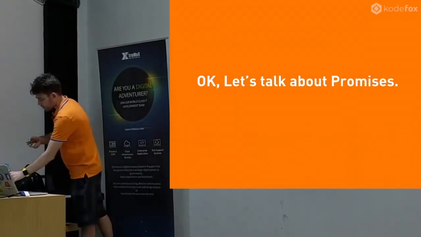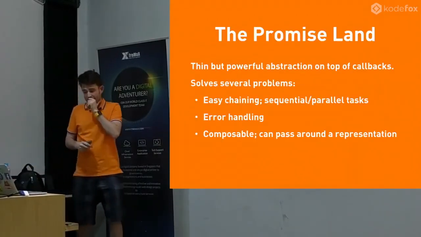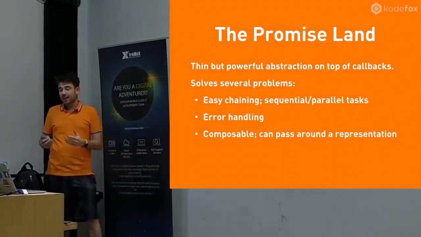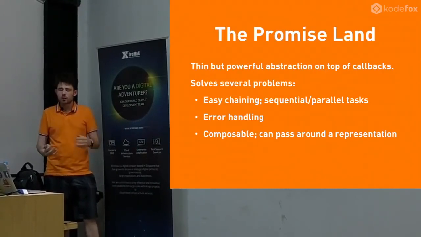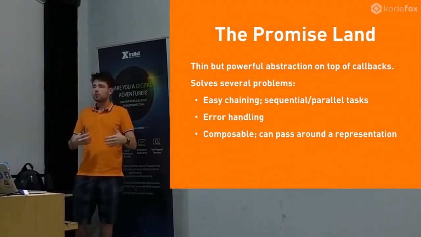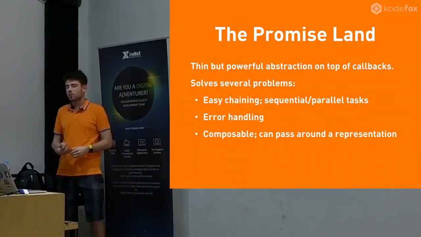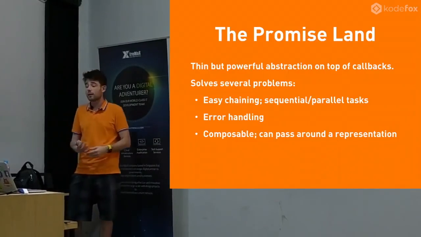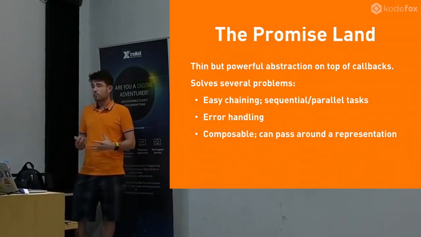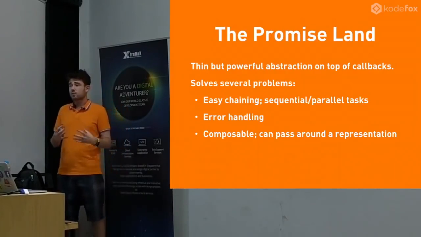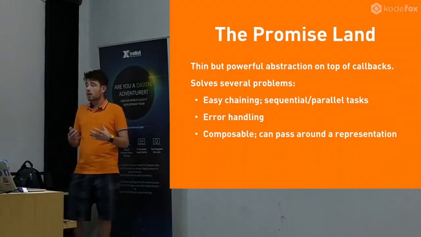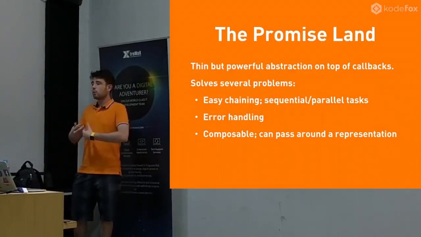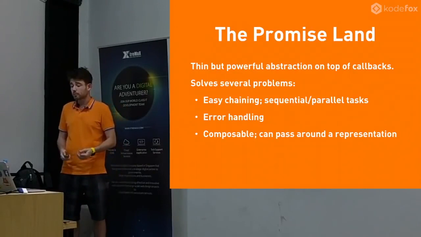So promises do a little better. This is basically a thin wrapper, a thin abstraction around callbacks. And it gives us the chaining that we need, doing task 1, waiting till it finishes, doing task 2, and continuing in sequential order. It gives us helpers to do things in parallel. It gives us error handling. And they're composable, right? Because the way a promise works is we can pass around a representation of a future value, right? So a promise is an object that represents what the value will be when the operation finishes.